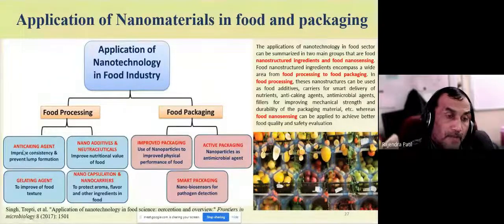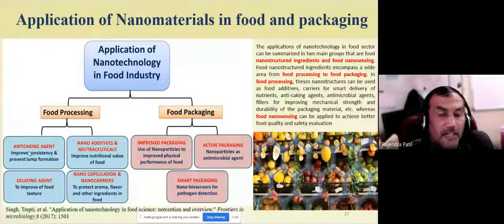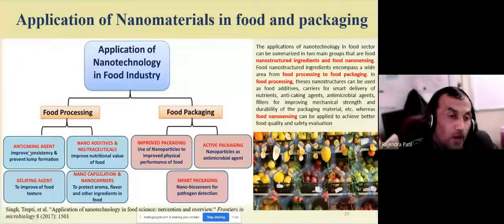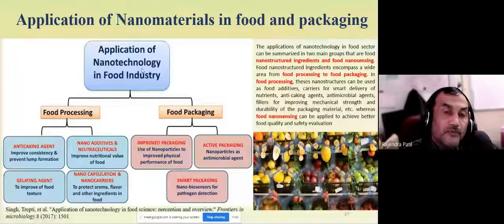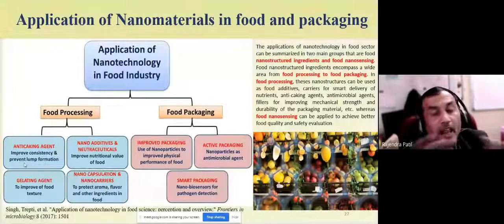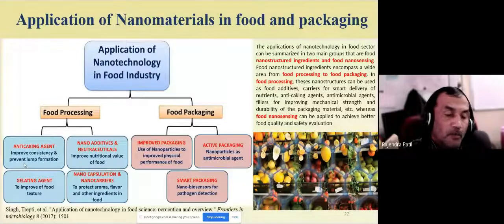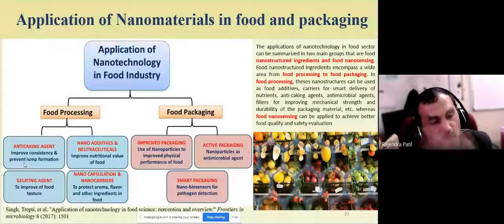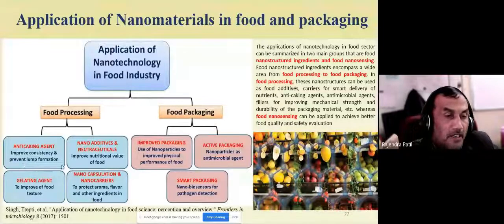Now, anti-caking agent. Well, ice creams, some jellies, and some chocolate tend to get that consistency owing to the presence of some organic nanomaterials. So they are used as anti-caking agents that improve the consistency and prevent lump formation. Most of these days, chocolate and confectionery industries are using fructose instead of sucrose, and nanomaterials are used so as to prevent the fructose from forming clumps.